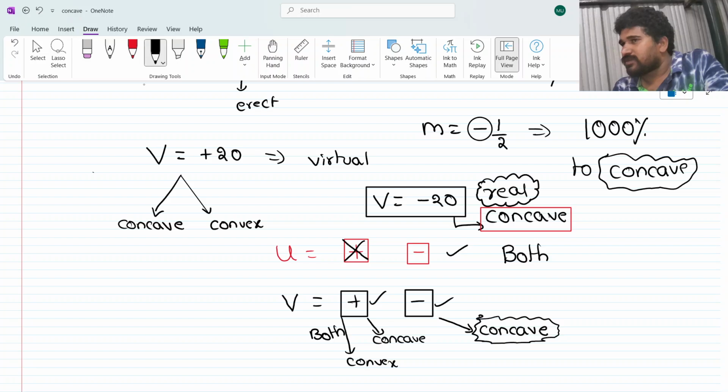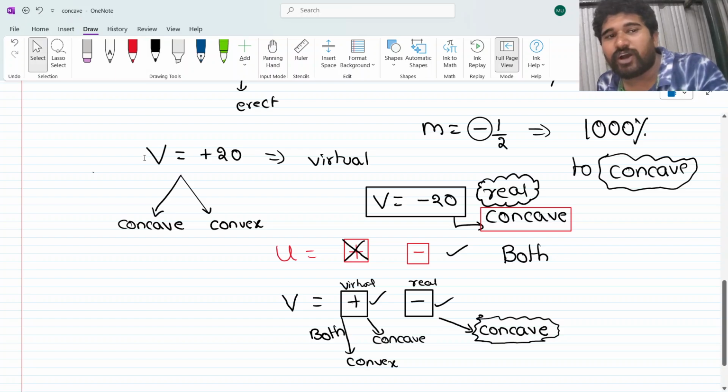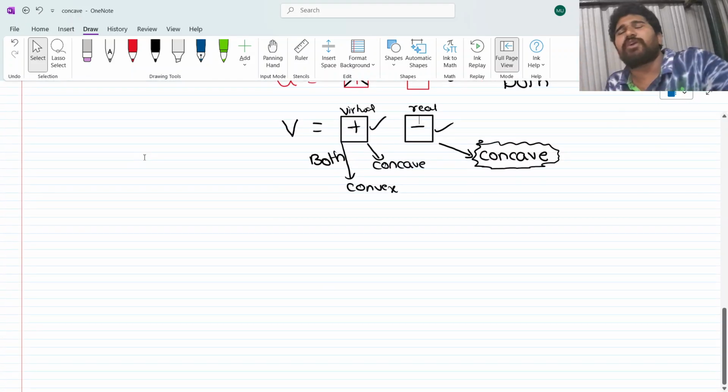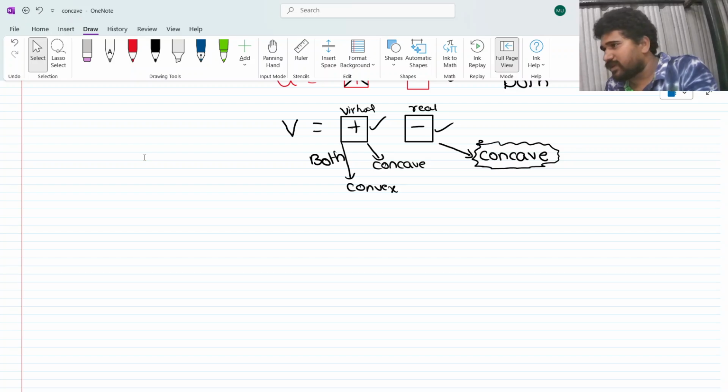Any confusion? No. If V is positive, which type of image will we tell? Virtual. Negative means real. If they say a real image is formed, which mirror is it? Real is only possible in concave. Real images will be formed only in concave. Is that clear for everybody? Yes or no?